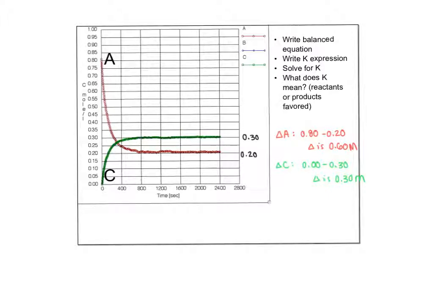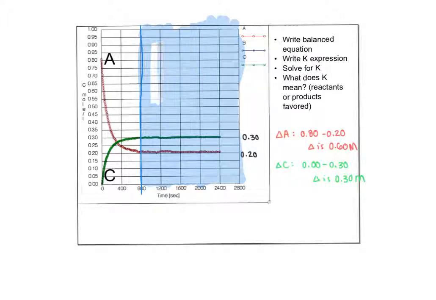All right, here's another graph, and I want you to write the balanced chemical equation, write the K expression, solve for K, and then tell me what K means. Are products favored or are reactants favored? So I'm going to first see where my graph levels off. And let's say that that's right about 800 seconds. I think maybe it's a little before, but close enough. And I'm going to highlight my equilibrium section, right? That's where the graphs are flat. That means the concentrations aren't really changing much. The forward rate and the reverse rate are equal.